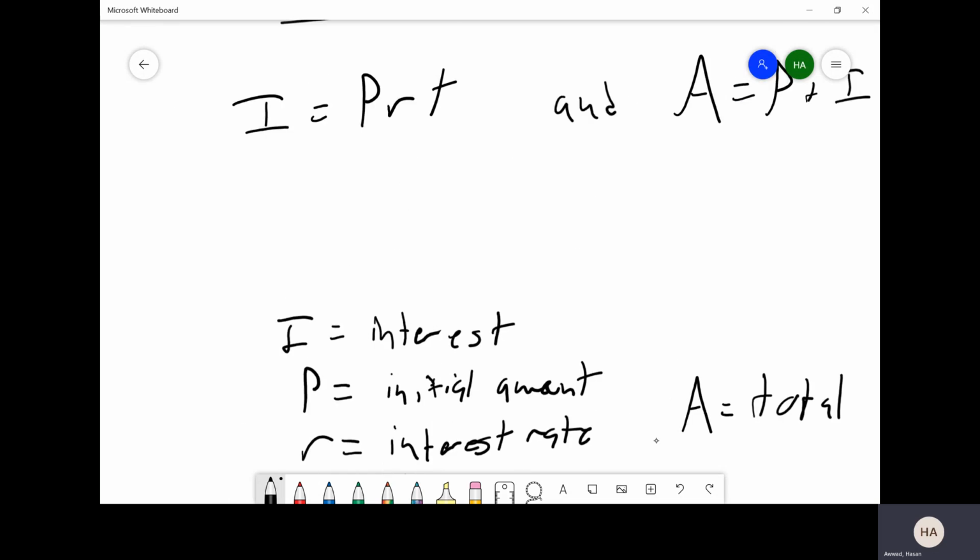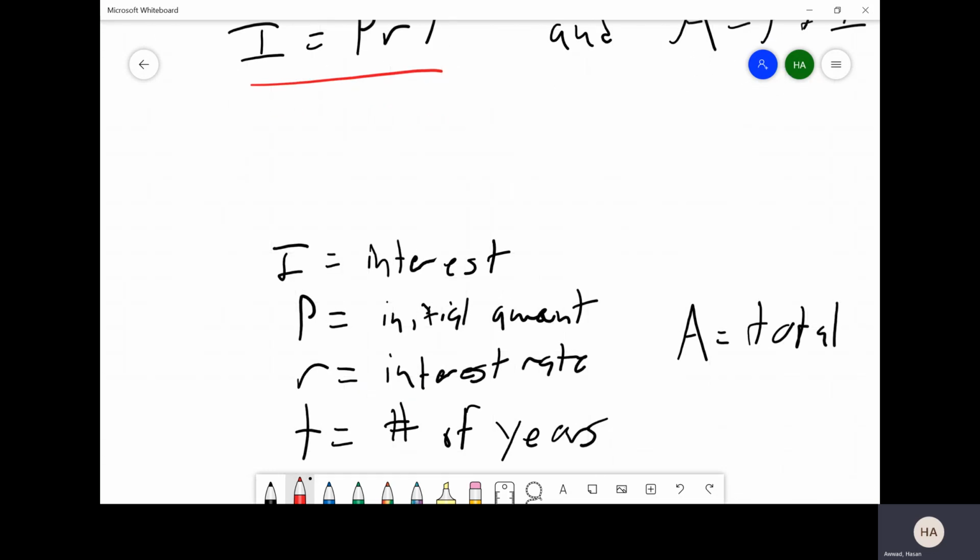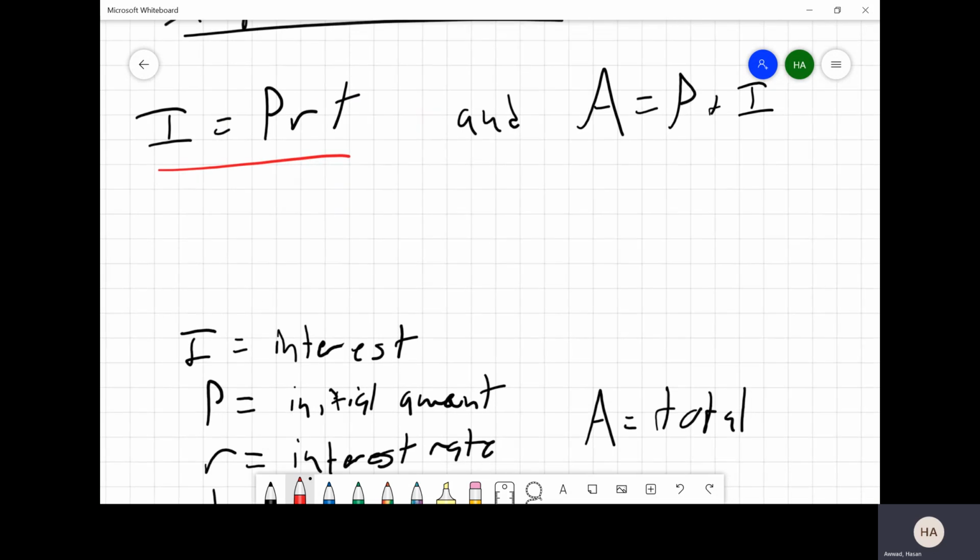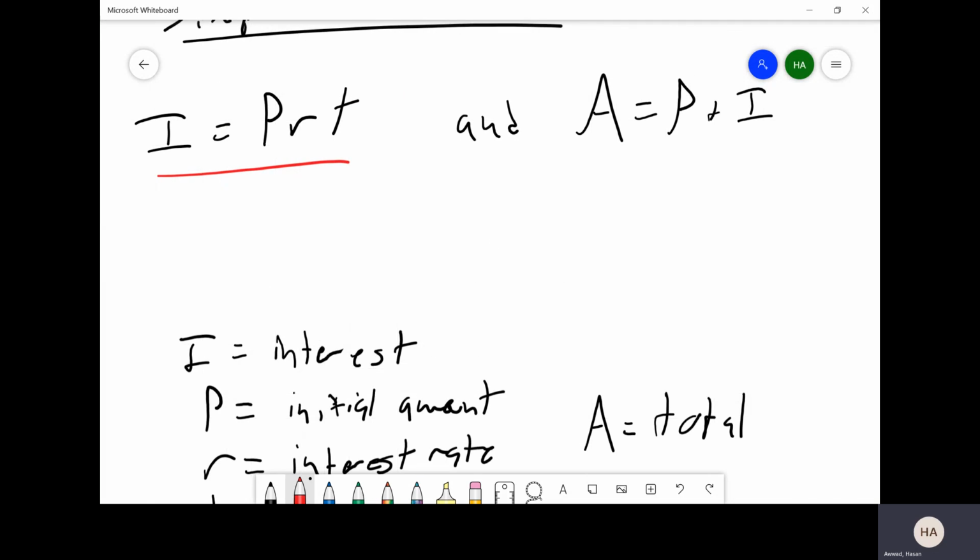So your interest, which I'm just going to highlight here in red, when it's simple interest, is defined by the amount that you're putting in times your interest rate times the amount of years that it's gone for. Okay, and then your total amount, which I'm highlighting in green here for money, is the amount that you started with, which is your P, your initial investment, and also however much interest you got on your investment. So that would be your total accrual.